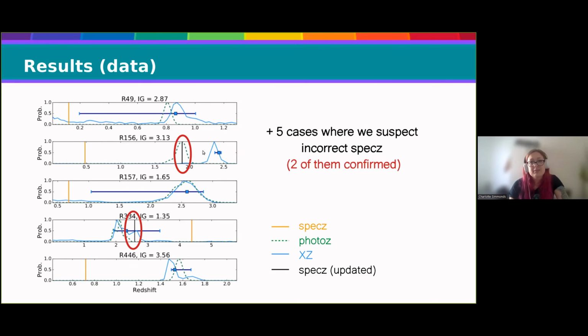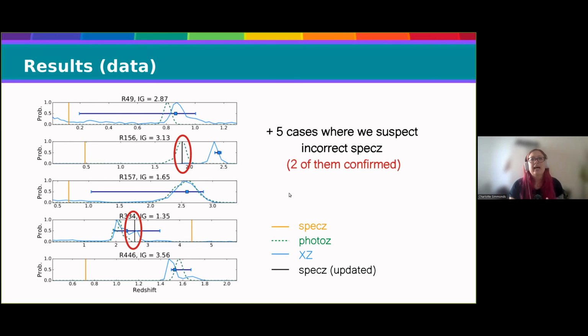So in this case up here, XZ wasn't exactly on the right solution. But if it had to pick if it was a high or a low redshift solution, it at least could identify which one was more probable. So it's quite useful to use it as a tool in conjunction with others.